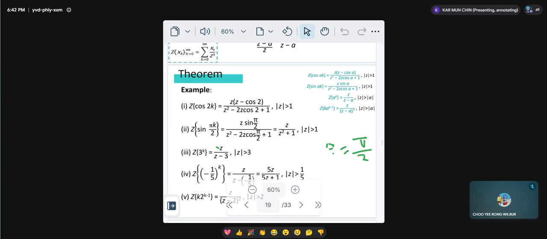Okay, next. Z transform of 3 to the power of k. This is the term A to the k, so Z over Z minus 3. Your A is 3, and for the condition, Z is more than 3.